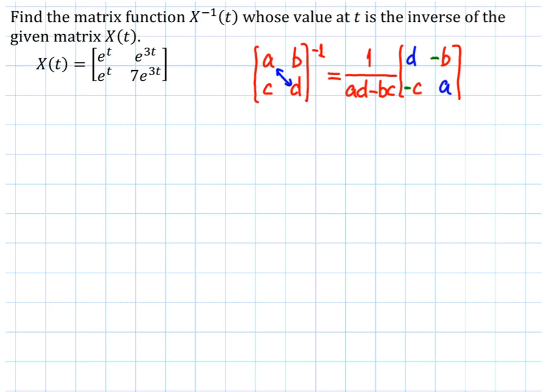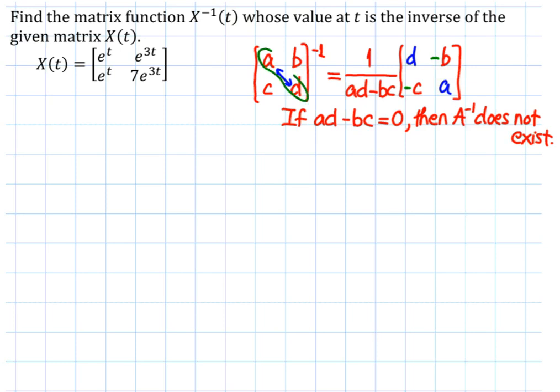So that is the inverse of a 2 by 2. Just one thing though. If AD minus BC is equal to 0, then A inverse does not exist. And AD minus BC is the determinant. So pretty much we multiply this direction and subtract the other direction.